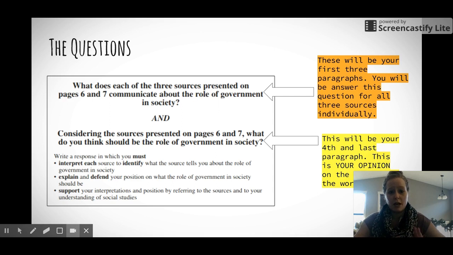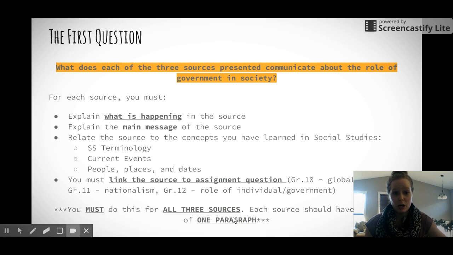So let's take a closer look at the questions. The first question: what does each of the 3 sources presented communicate about the role of government in society? These will be your first 3 paragraphs in which you interpret each individual source. Now, the second question: considering the sources presented, what do you think about the role of government in society? This is your opinion. So you'll be writing a paragraph on what you think and connecting your opinion back to the 3 sources.